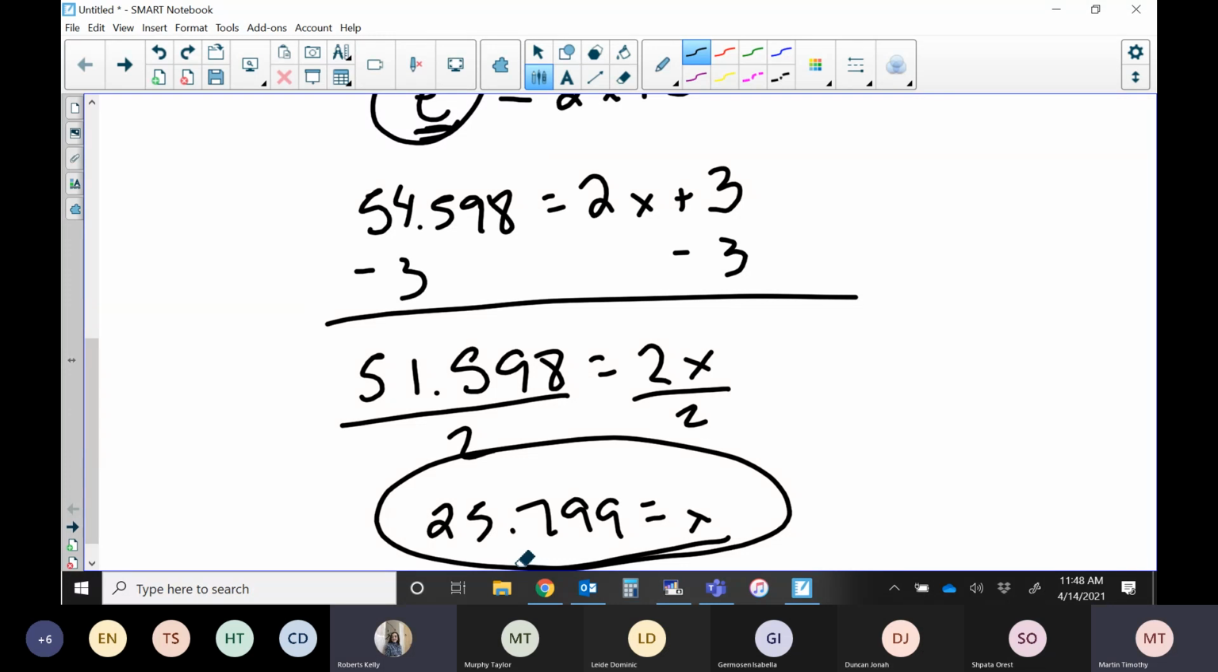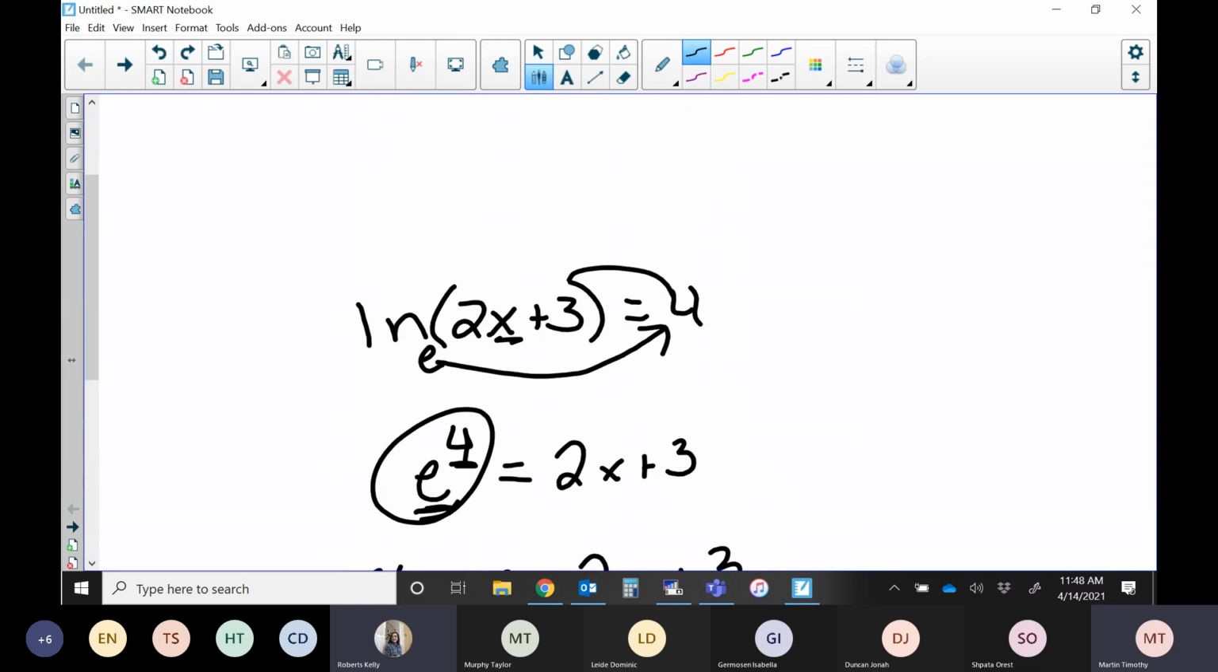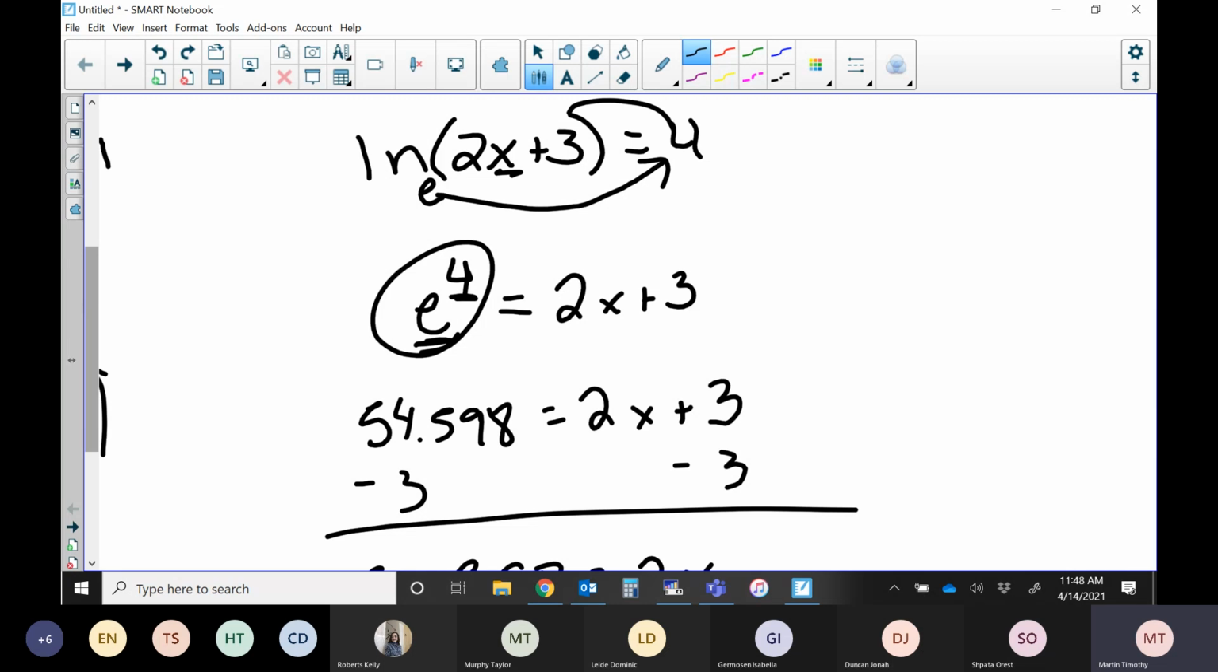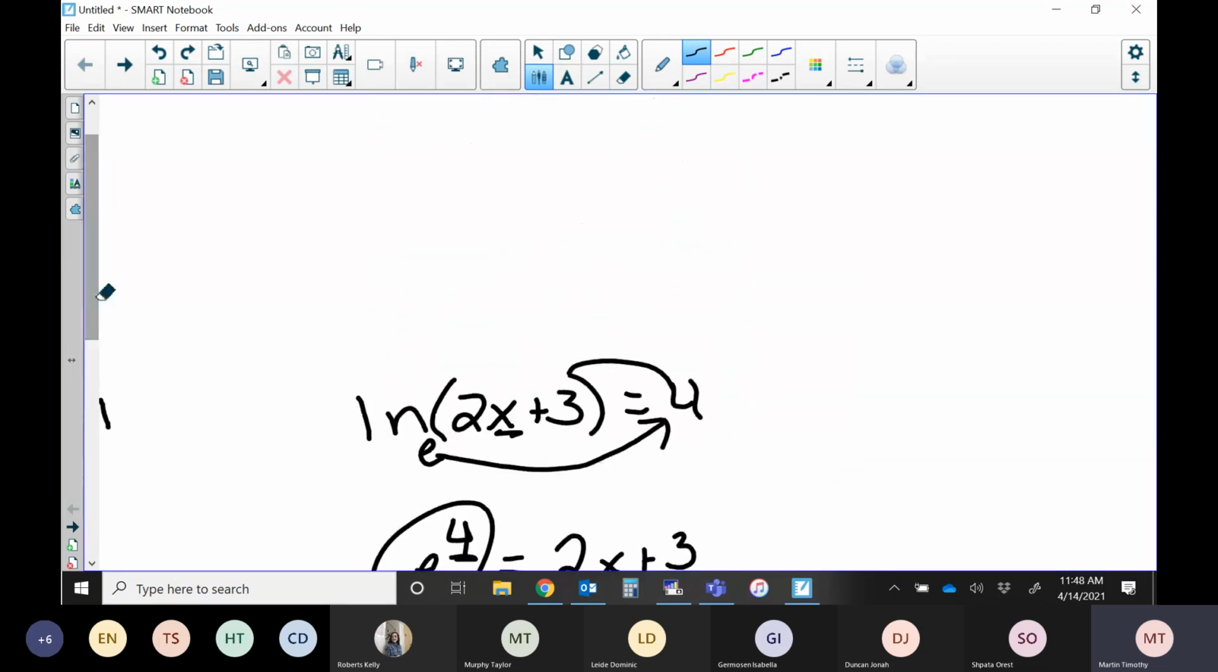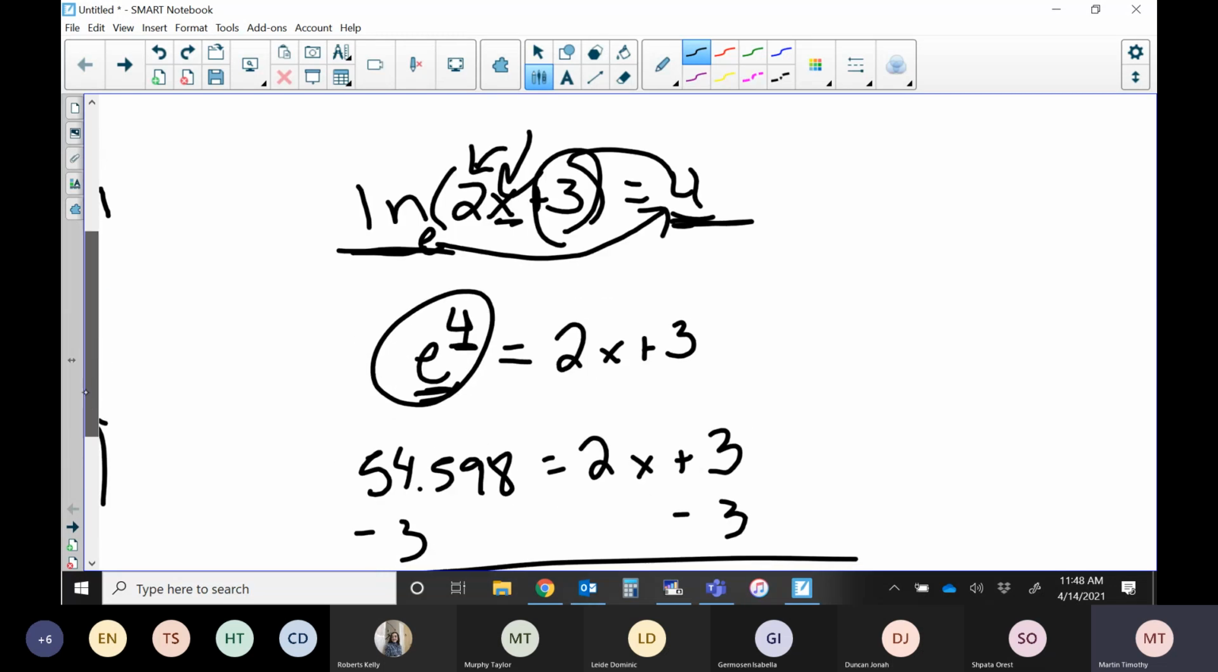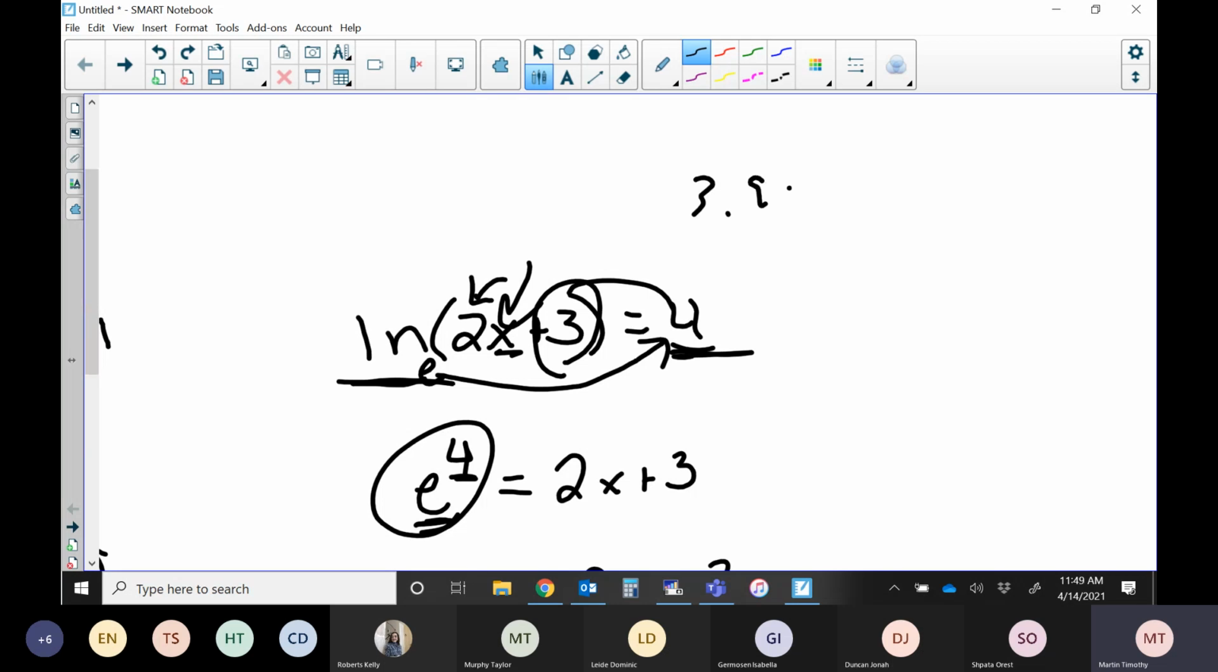Would we go back in after that and do the ln and plug it in and all that? Yeah, you could definitely check it. That would check your answer if you plug this in. So if you put x as 25 point whatever that is, and you times it by 2, then you added 3, and then you hit the ln button, it's not going to be exactly 4 because we had to round it, but it's going to be like 3.9989. It's going to be so close, it's silly.